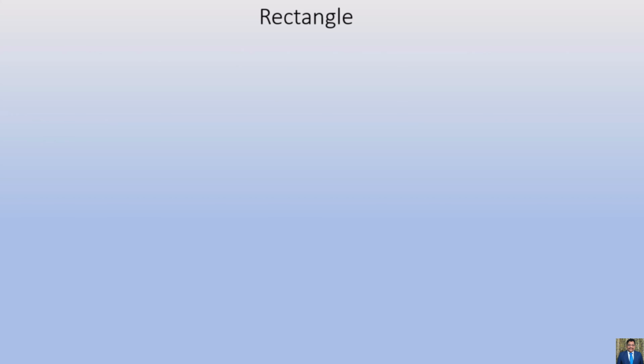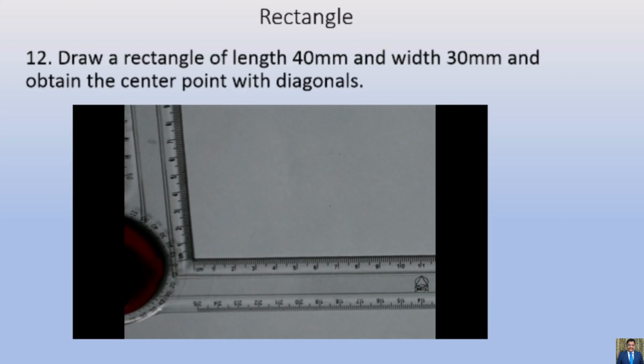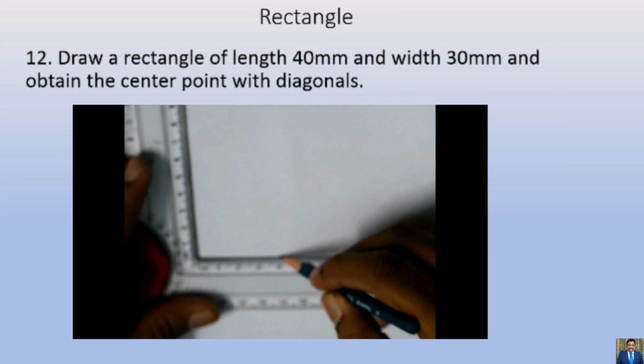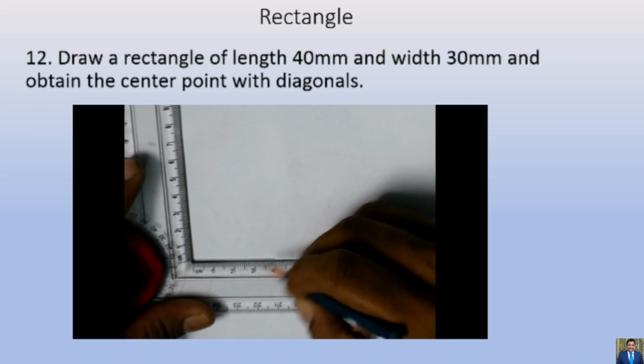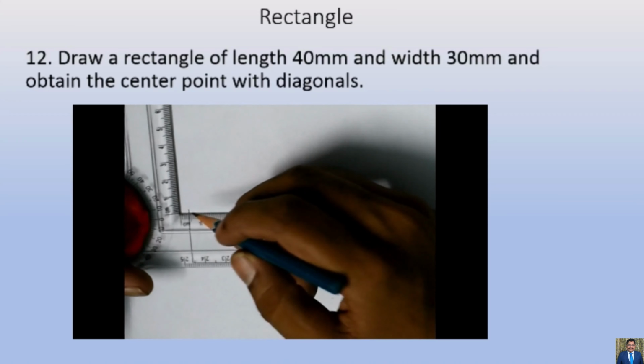Now we will see about rectangle. First we will draw a rectangle of 40 mm length and 30 mm width, and we will obtain its center point also with diagonals. This is very important with respect to projection of solids, that is section 4th of this course. But first I will draw this rectangle, 40 mm length and 30 mm width, as you can see.